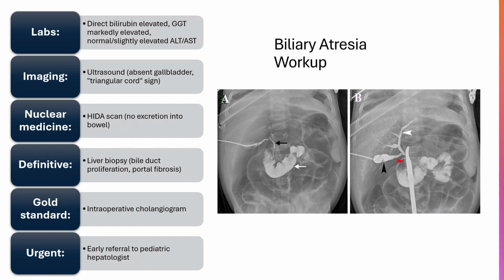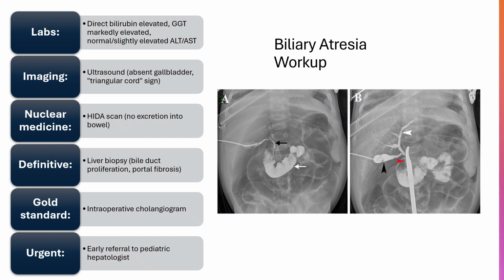In biliary atresia, we see good hepatic uptake but no excretion into the intestine, even on delayed images at 24 hours. This finding indicates complete biliary obstruction. When initial studies suggest biliary atresia, liver biopsy provides histologic confirmation. Characteristic findings include bile duct proliferation, portal tract expansion with fibrosis, and bile plugs in canaliculi.